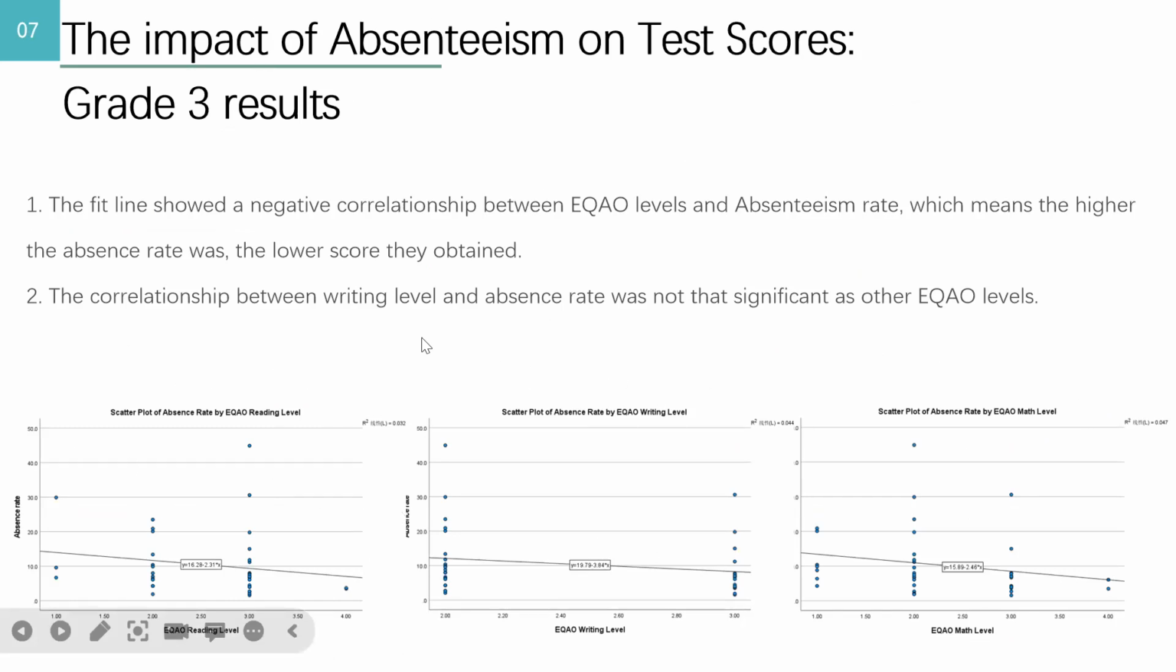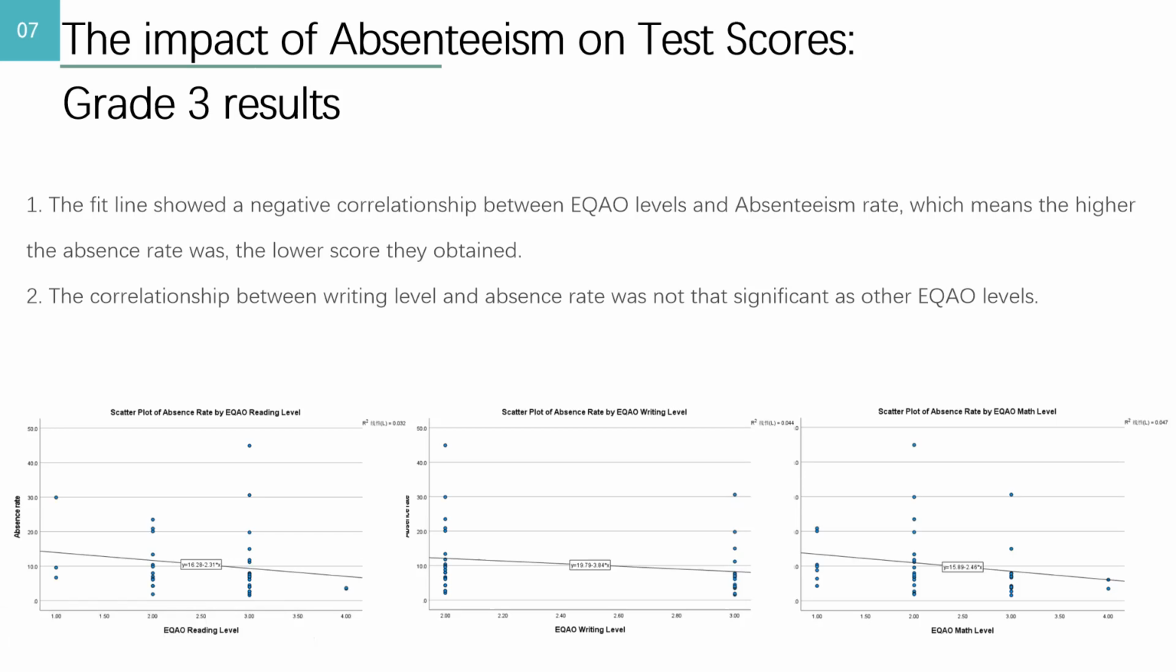You can see it's showing the different correlationships between the absence rates and EQAO reading levels, writing levels, and math levels for grade 3 students of King's School. Each of the graphs shows a line that shows the correlationship between the 2 different variables. We can see that the correlationship between the different variables is slightly negative.